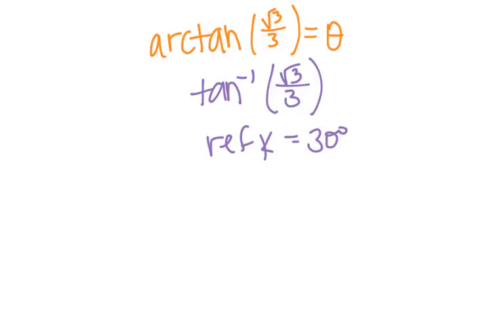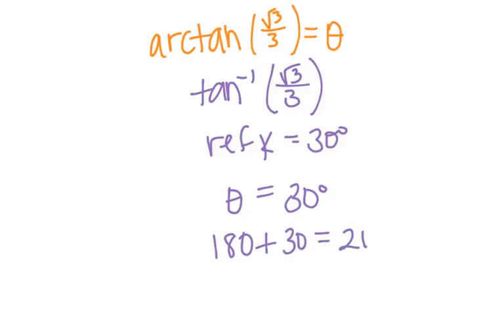So in quadrant 1, that is just going to be whatever my reference angle is, because that is how far away from the x-axis I am. To find the angle in quadrant 3, I would do 180 plus 30 to get me 210. So that is the other value of theta that would satisfy this equation.